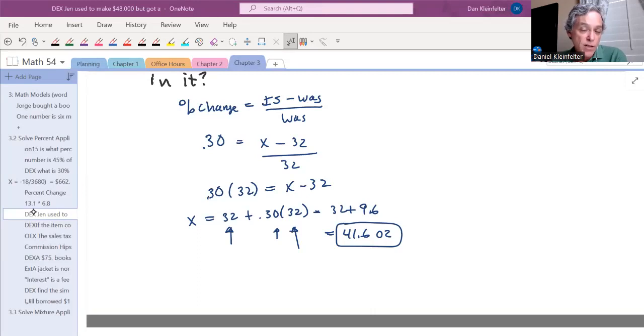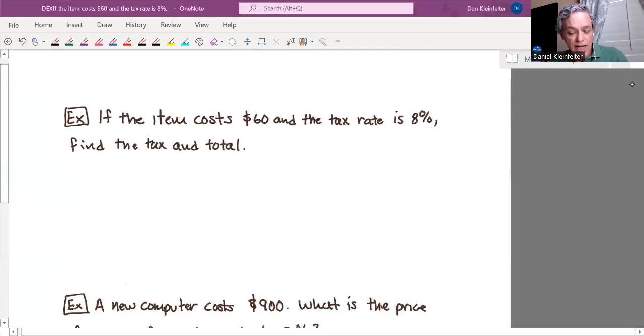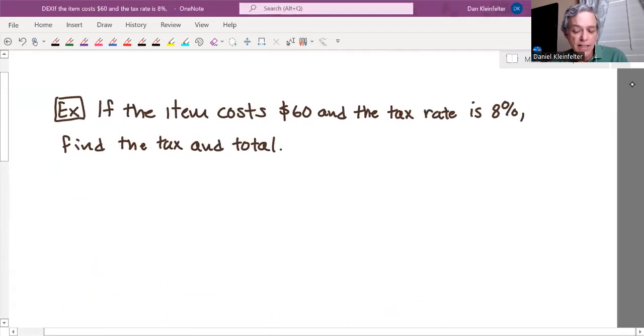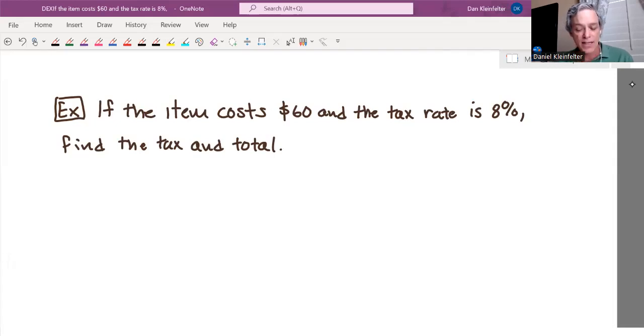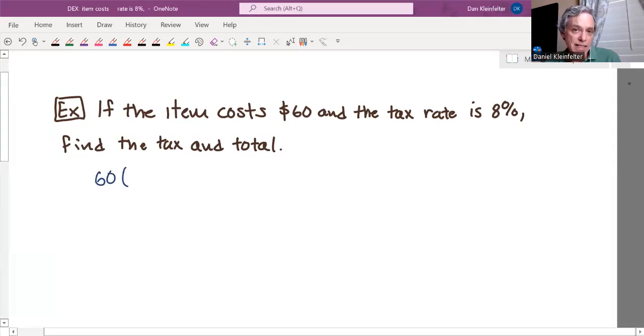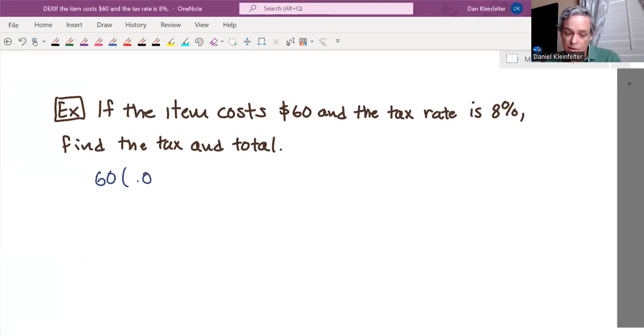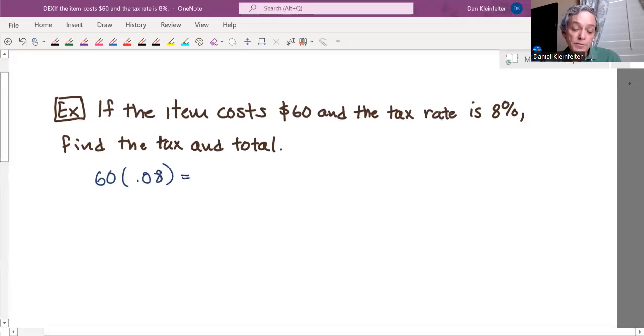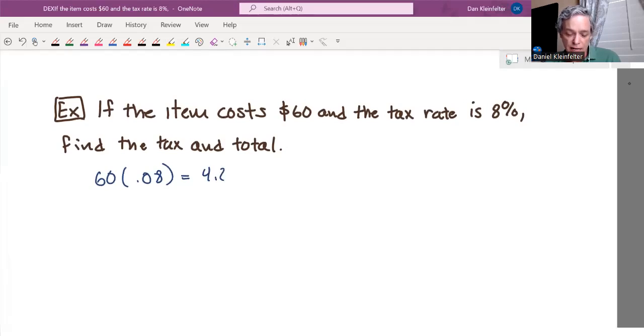For the next part, we're just going to see some examples involving using percentages to solve story problems. Okay, so in this next one, it involves tax. Here it says an item costs $60 and we're told that the tax rate is 8%. We would like to find the amount of tax and the total. To find the amount of tax, we take in this case $60, and we're multiplying by the tax rate as a decimal. So we'll turn that 8% into 0.08. And so multiplying 60 by 0.08, we get $4.80.